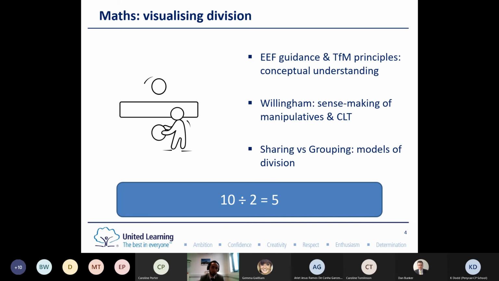But all the formal algorithms, when we think of short or long division, are based on the grouping conception of division. And so therefore it's important to be able to explore both of those and make them explicit. And I'm just going to use a really simple example to have a look at this, which is 10 divided by 2 equals 5. So I'm just going to switch to my visualizer now. Fingers crossed.